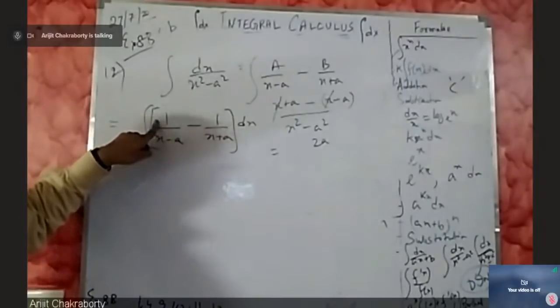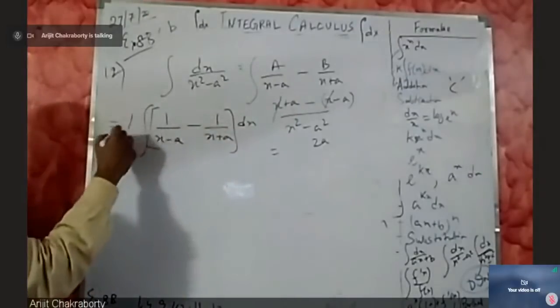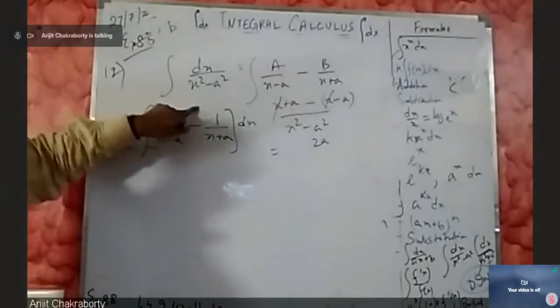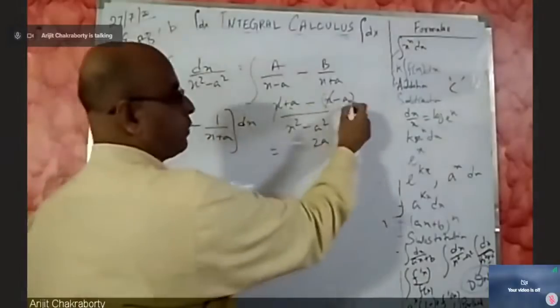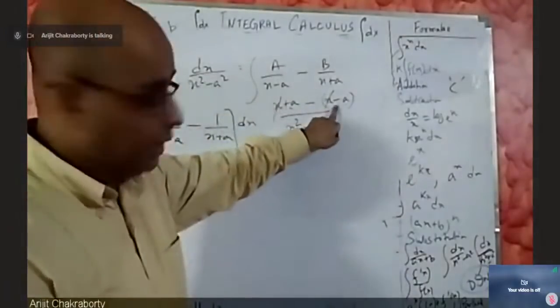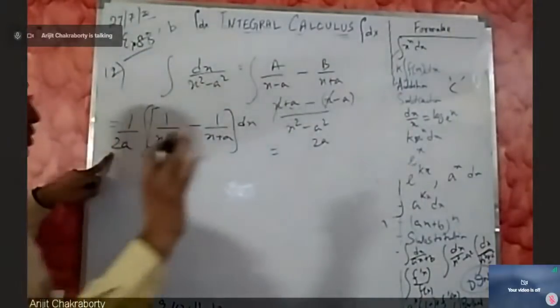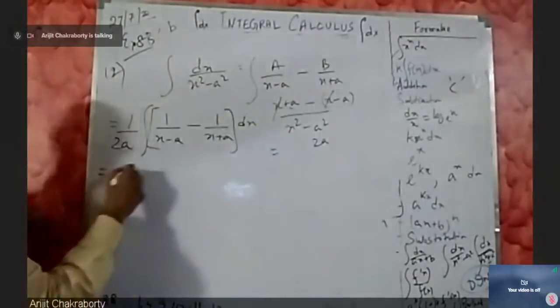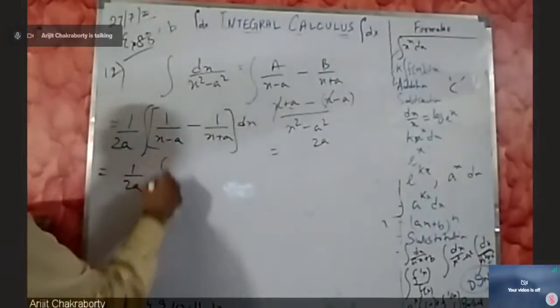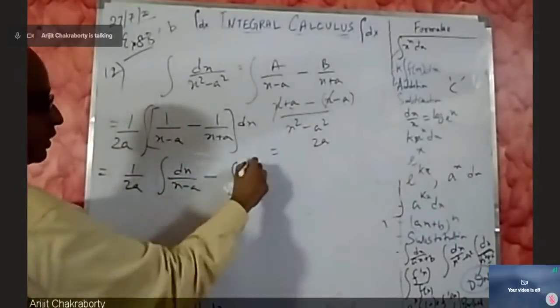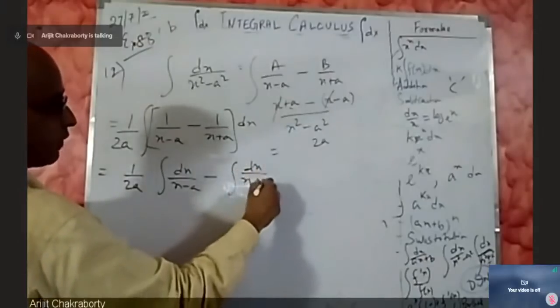So what do we do? We bring out 2a in the denominator, so that this a and a becomes 2a in the numerator. The 2a in the numerator and the 2a in the denominator will cancel out. So what we get is 1 by 2a, dx by x minus a minus dx by x plus a.